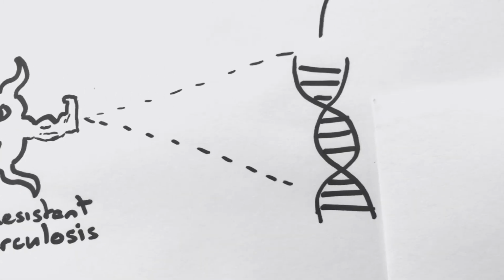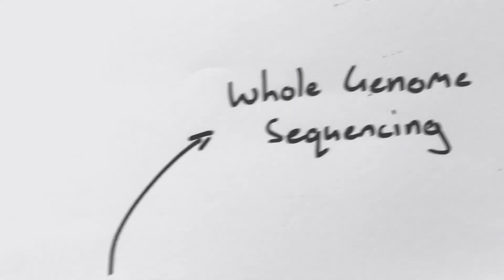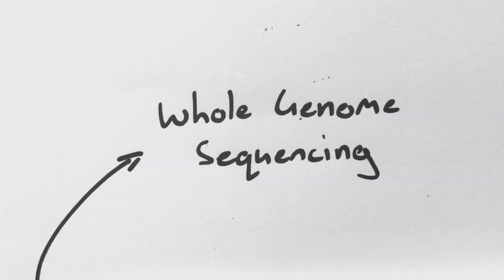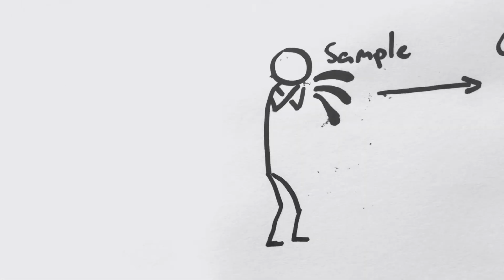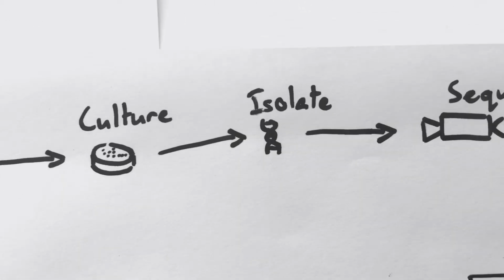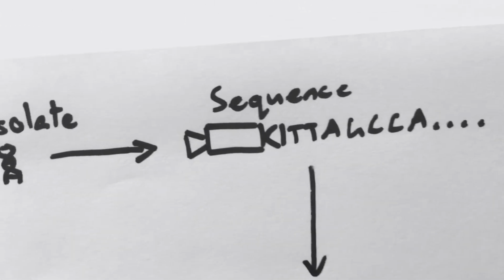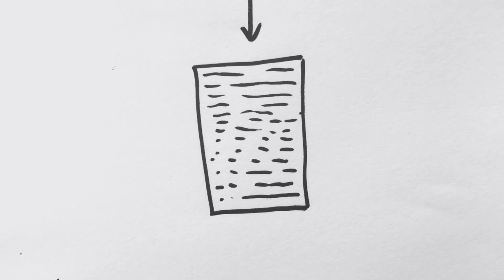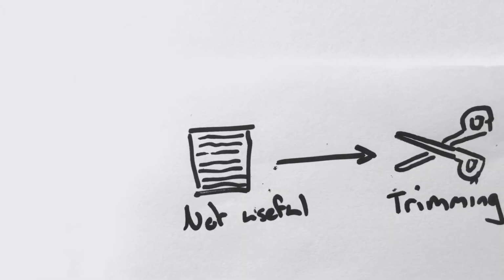To combat the increasing levels of resistance, scientists and doctors have been using whole genome sequencing. This involves taking a sample from a sick patient, culturing it, isolating the tuberculosis DNA, and then sequencing it to produce an output. However, this data is still quite rough and is not particularly useful.